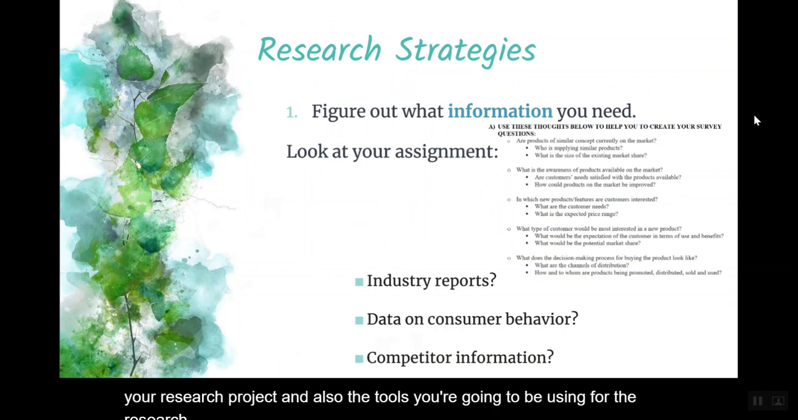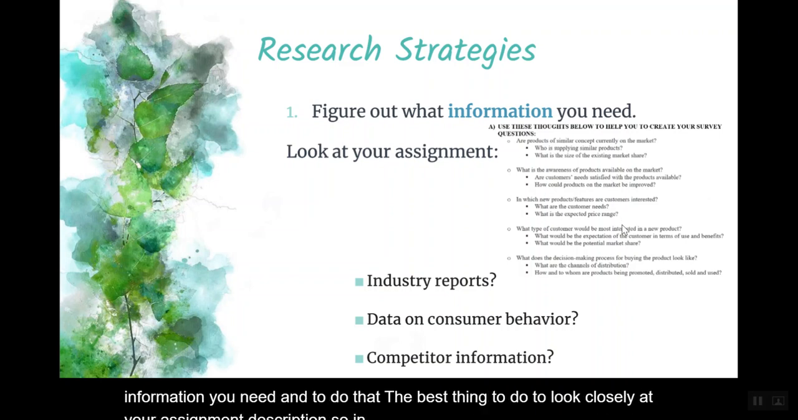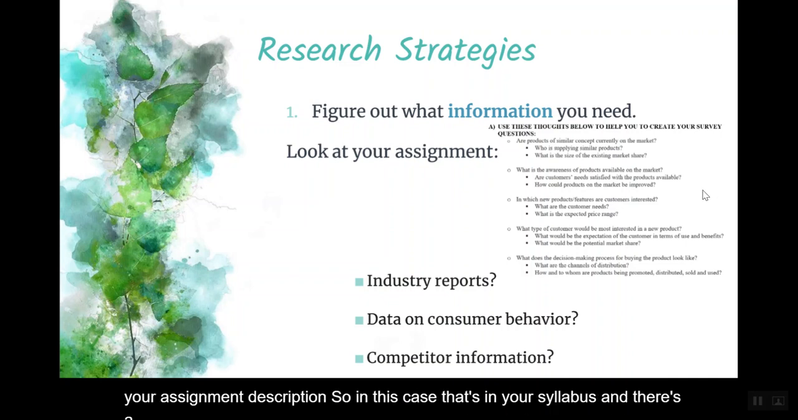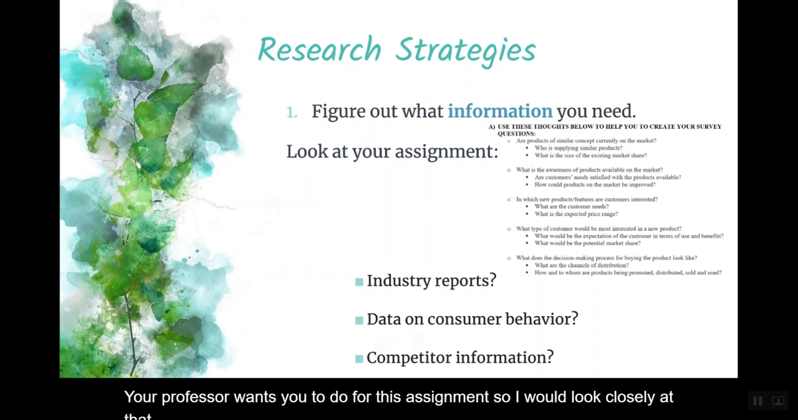So the first step in research strategies is to figure out which information you need. And to do that, the best thing to do is to look closely at your assignment description. In this case, that's in your syllabus, and there's a very clear explanation of what your professor wants you to do for this assignment. So I would look closely at that and start to think about what kind of information is going to get you the answers to this.